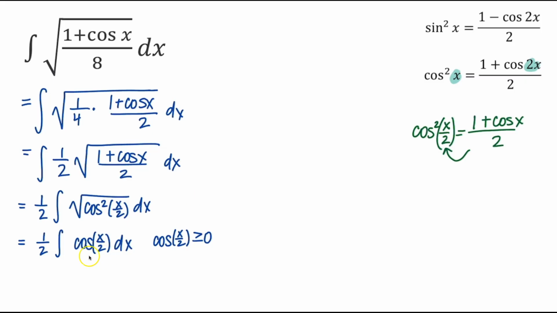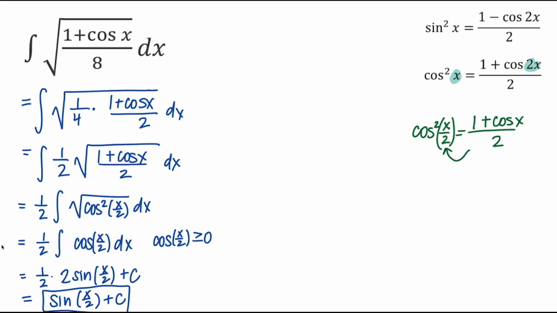And now this just has a general antiderivative. So we have this 1/2 in front, and the integral of cosine x over 2 will be 2 sine of x over 2 plus c. And the 2 and the 1/2 cancel, so I end up with just sine of x over 2 plus c. So it works out really nice.